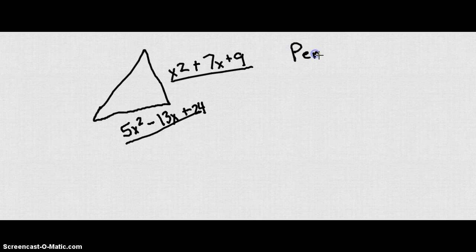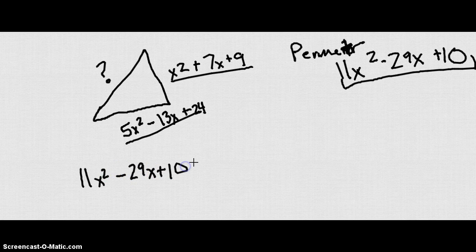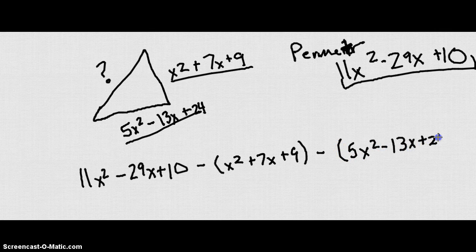The total perimeter we're given as 11x squared minus 29x plus 10. That's the total perimeter. So we take the total perimeter minus the two sides, and that's going to give us the mystery side. So we'll take 11x squared minus 29x plus 10, and we're going to subtract the quantity x squared plus 7x plus 9, and we're going to subtract the quantity 5x squared minus 13x plus 24.